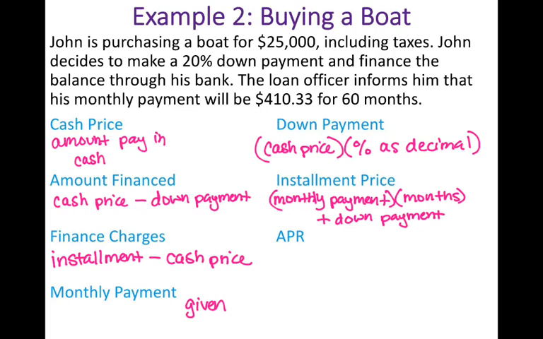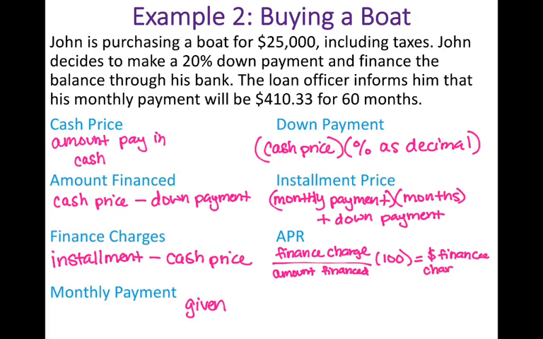Okay, now to find the APR. The APR is going to be the finance charge divided by the amount financed, and then I'm going to take that and multiply it by 100. That is going to give us the dollar amount of finance charge per $100 financed.